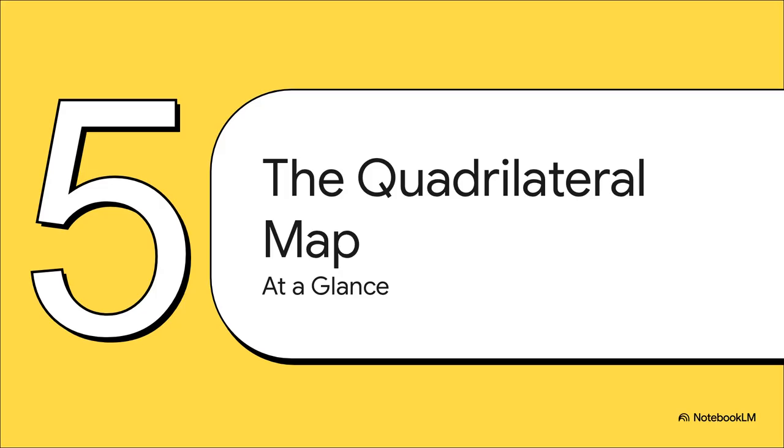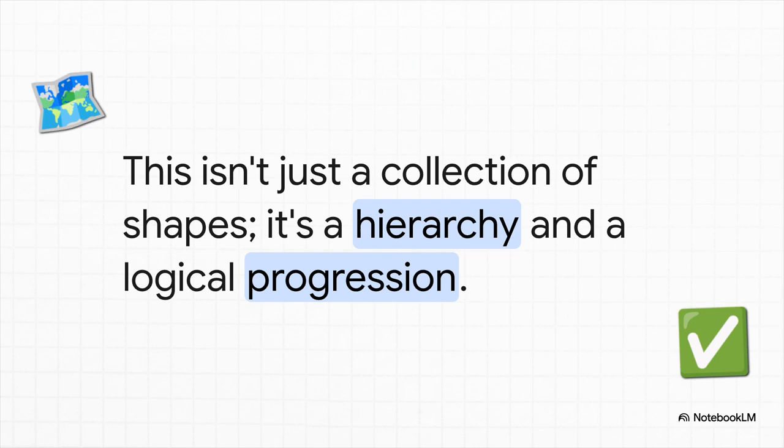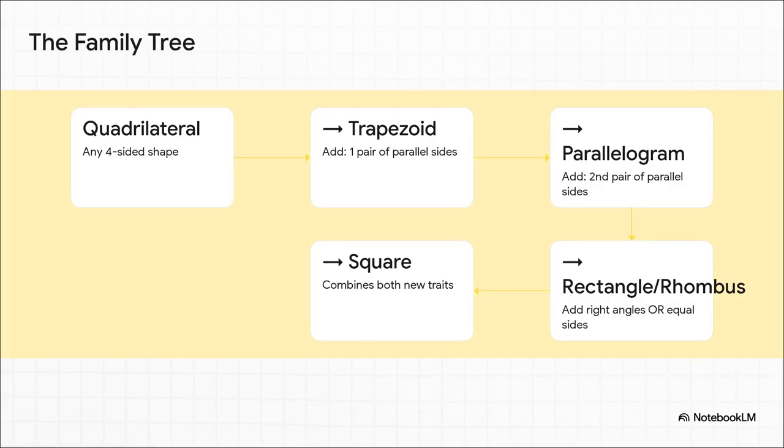All right, we've met all the key members of the family. We've seen how they're all related, how they pass down traits, and how they evolve. So now it's time to zoom out and look at the complete family map all at once. And when you put it all together like this, you see that this isn't just some random collection of shapes. It's a hierarchy, a beautiful, logical progression from the most general shape to the most specific. And here it is, the whole story.